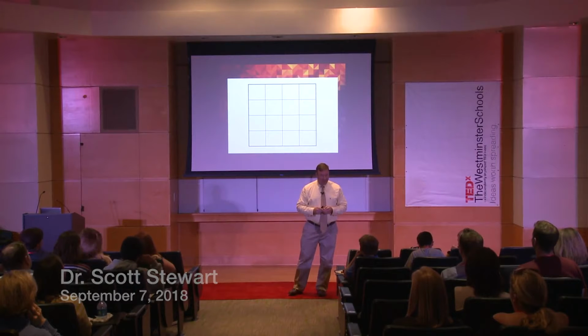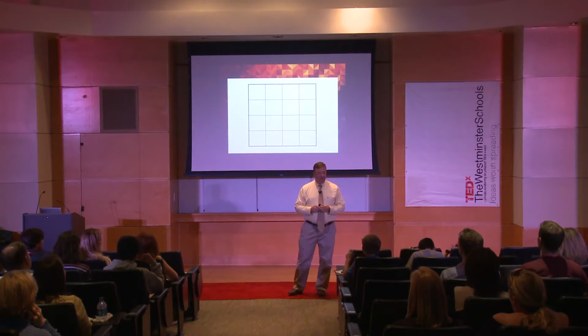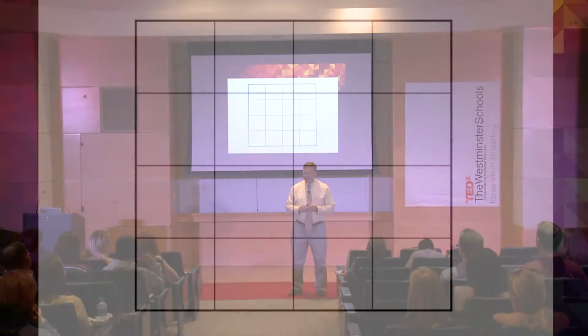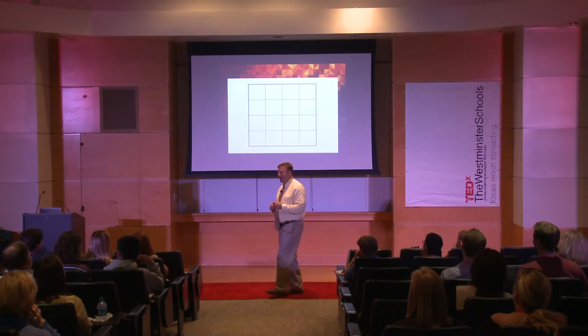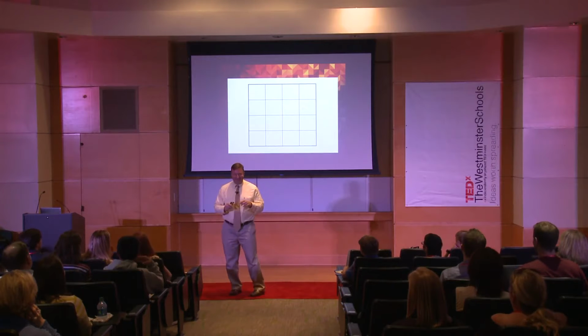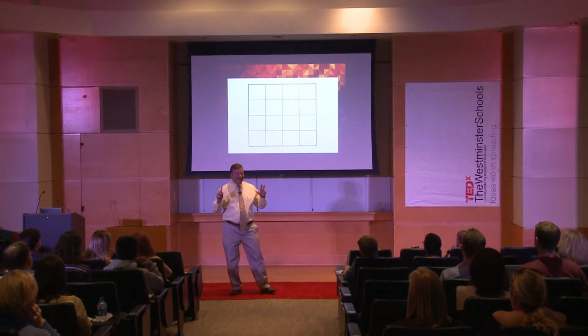Take just a moment, if you would, and count the number of squares in this diagram. Probably a lot of you got 16 right off the bat, and then you thought, oh no, there are more than 16 squares up there.